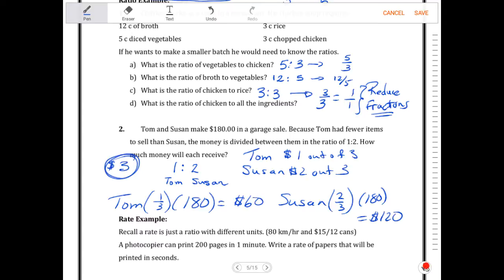Okay, so I'm just showing you there, even though the ratio is 1 to 2, I get that, but we have to think of what is it out of. You see, they're sharing the money but not equally. So out of, let's say there's $3 sitting on the table, Tom gets 1 out of the $3 and Susan gets 2 out of the $3. And we use that information to set up our calculation.